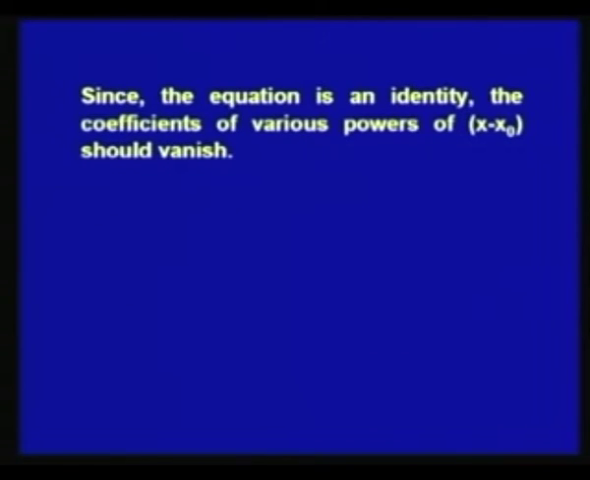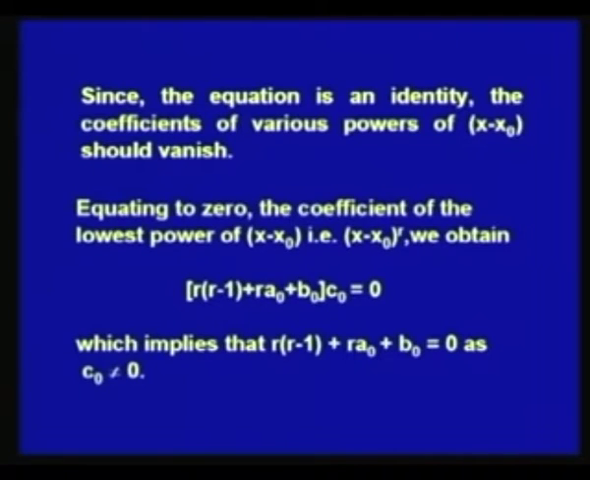Since the equation is an identity, the coefficients of various powers of x minus x naught should vanish. Now let us equate to 0 the coefficient of the lowest power of x minus x naught which occurs in this equation, and the lowest power of x minus x naught is (x minus x naught) to the power r.